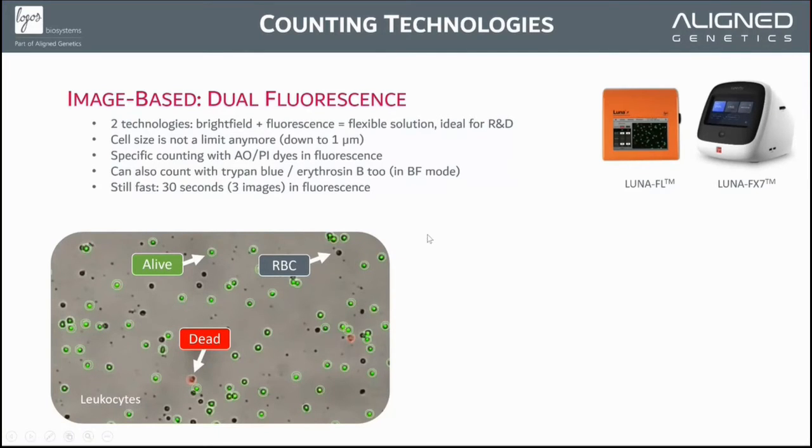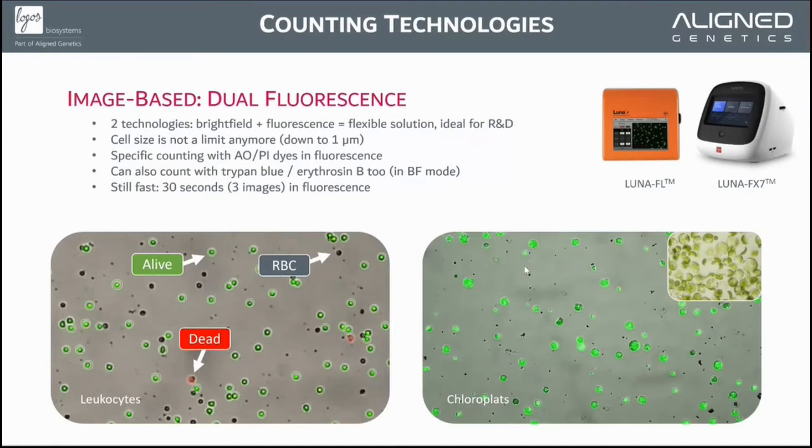For fluorescence cell counting, you're going to use fluorescent dyes like the AO and the PI, which are going to link to nucleic acid. And as you can see here, it's going to count the expected cells. The red blood cells and even the platelets in the background are not going to be counted. Therefore, the cell size is not a limit anymore. It's still a fast method because it only takes 3 images in less than 30 seconds. You have your results, and perfect results.